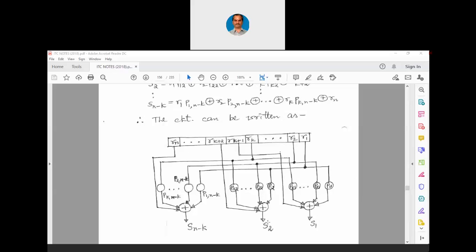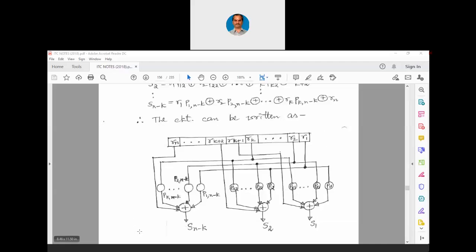Similarly, we can write for S2. S2 is R1 into P12 XORed with R2 into P22 XORed with Rk into Pk2, lastly XORed with R(k+2). The same way we can proceed. The last syndrome bit, the MSB of the syndrome vector, is R1 into P(1,n-k) XORed with R2 into P(2,n-k), and finally Rk into P(k,n-k). The last one is Rn itself, which is XORed.